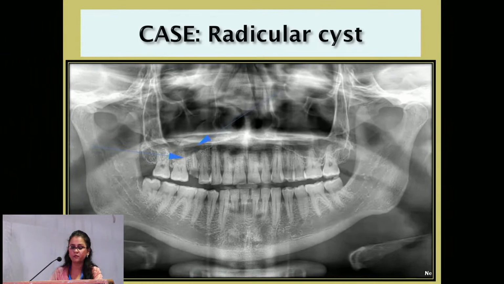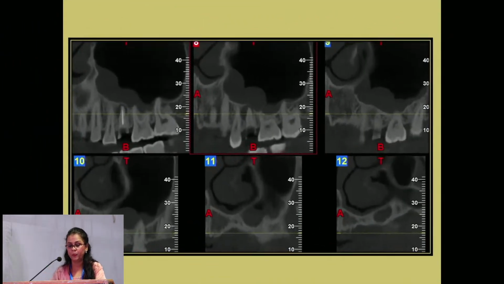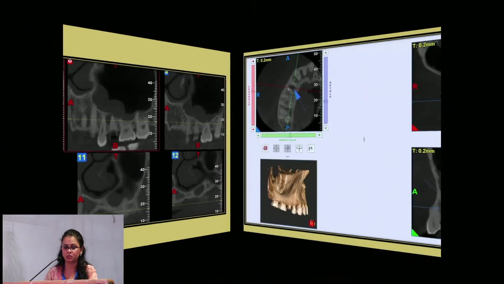This is another case of radicular cyst with involvement of the maxillary sinus. You have to mention whether the floor of the maxillary sinus is intact in such cases, or whether there is discontinuation in the floor of the maxillary sinus, because whenever this tooth goes for extraction, the surgeon should be aware whether he is preserving the floor of the maxillary sinus or not.